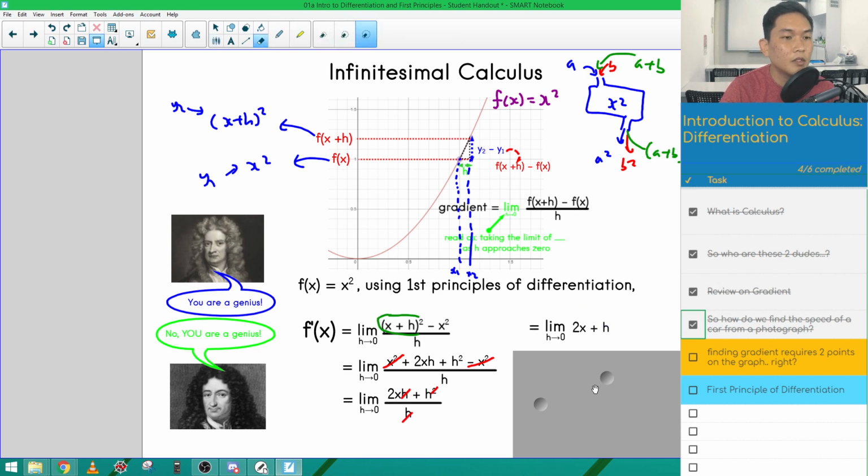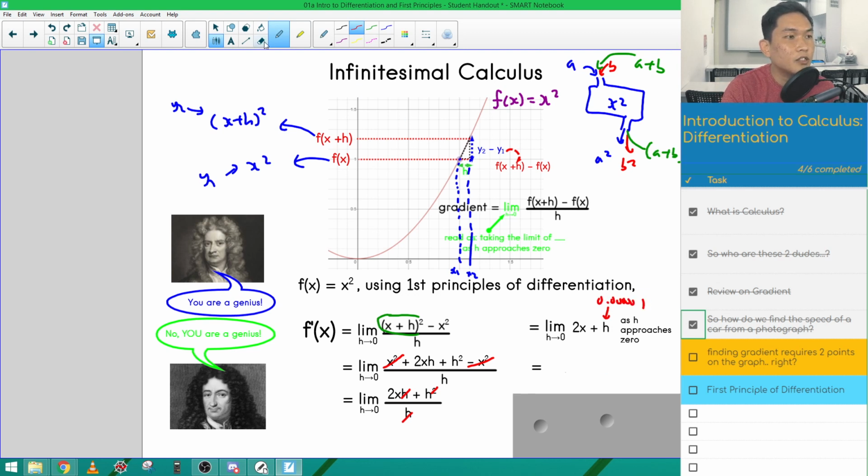There you go. And then here is where we take the limits. We say, as h approaches 0, it is just a very, very small number, 0.00001, and that is as good as saying this is just 2x. But wait a minute. I'm supposed to find the gradient of the graph. Why is the gradient 2x?